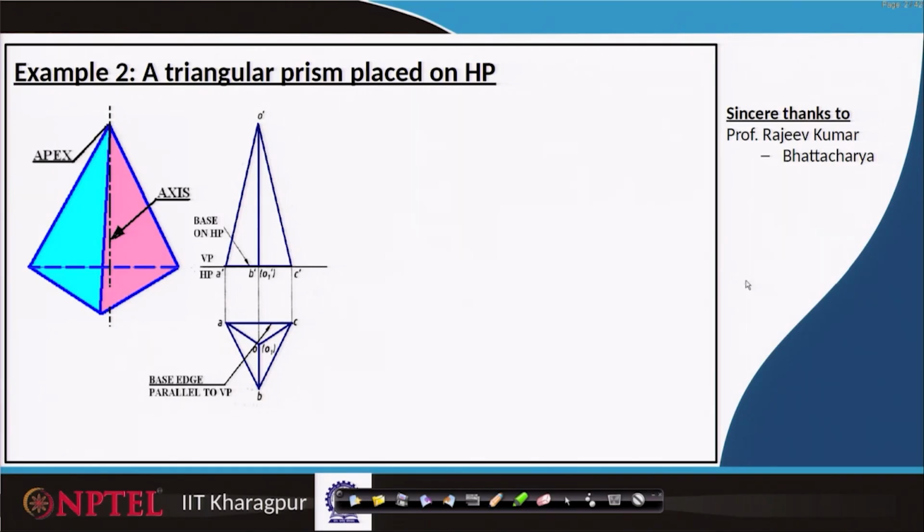Now, if one of the base edges, maybe this one or this one or the other one, is parallel, then when we look from the top view, this entire edge shrinks to this single point, the apex, and we will be in a position to see these edges also, those three edges. That is the reason we have these continuous lines.